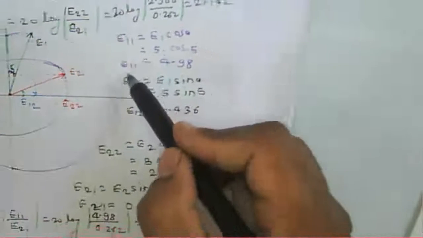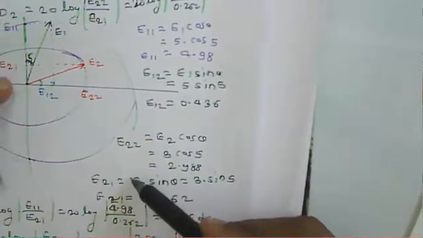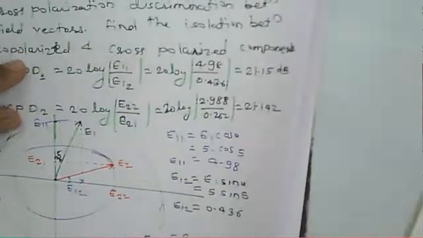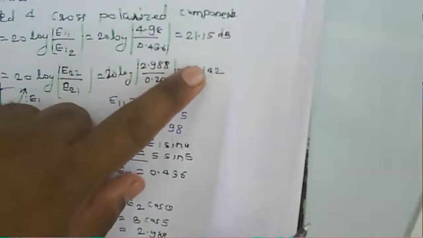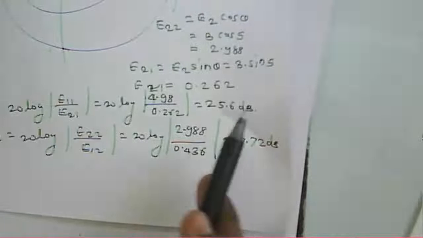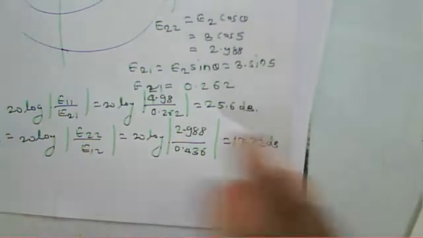So we have calculated E11, E12, E22, and E21, and we have put all the values in the cross polarization discrimination factors XPD1, XPD2. We get 21.15 dB and 21.142 dB. Similarly, for the isolation, 25.6 dB and 17.72 dB. That's all.